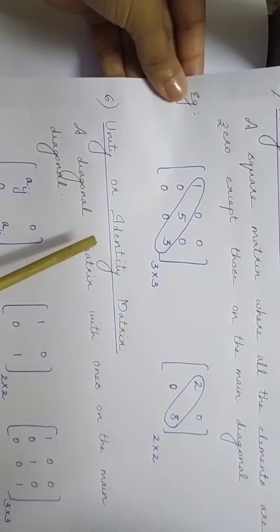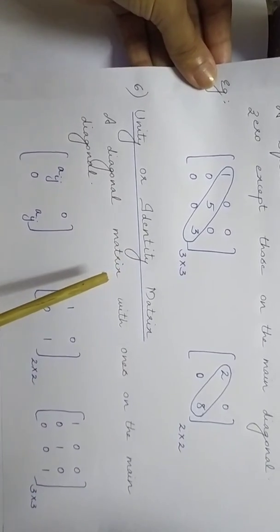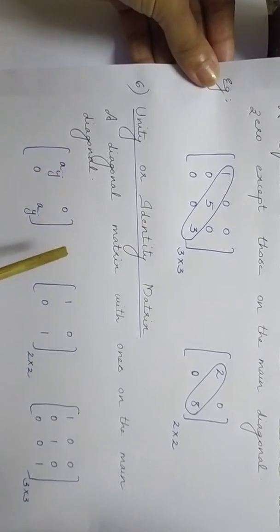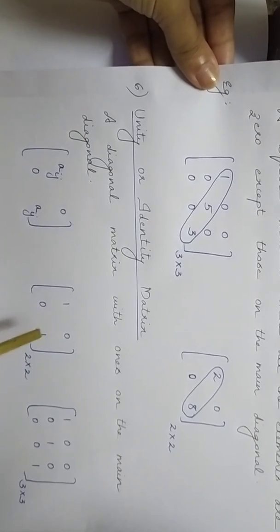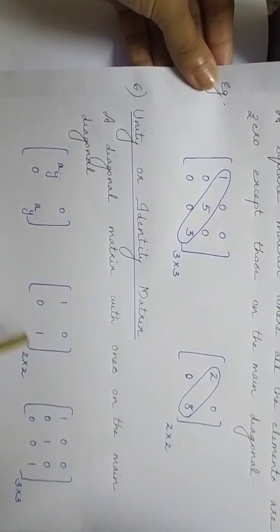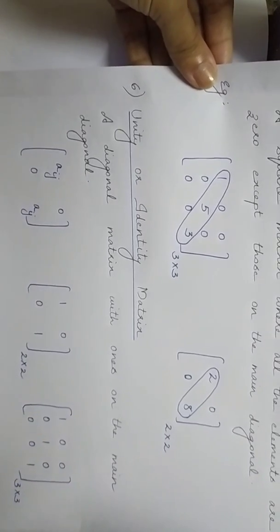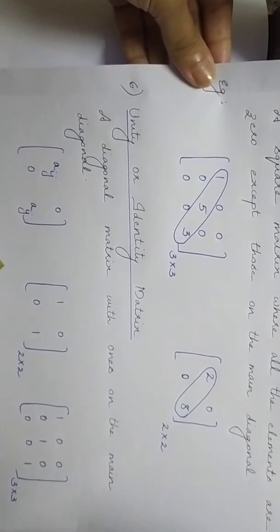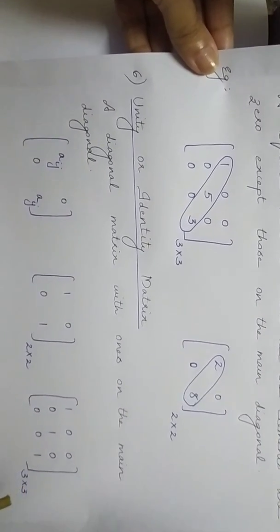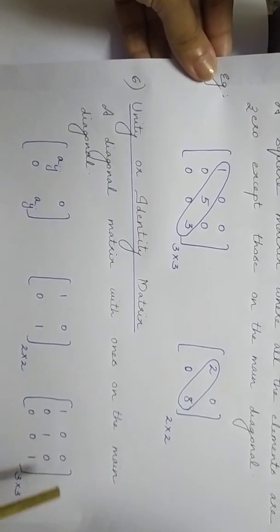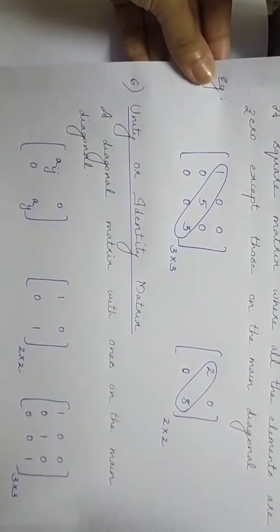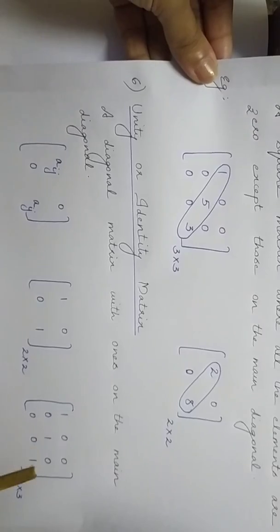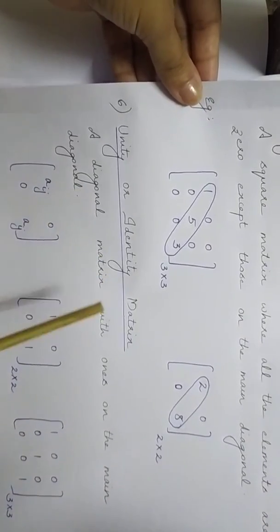Next is the unity or identity matrix. It is a diagonal matrix with ones on the main diagonal. For example, a 2x2 matrix: 1 0 0 1. In a unity or identity matrix, the diagonal elements will be 1, but all the elements other than the diagonal elements will be 0. Look at another 3x3 matrix: 1 0 0, 0 1 0, 0 0 1. This one is a 3x3 matrix. Do you see the diagonal elements? They are 1. So this is known as the unity or identity matrix.